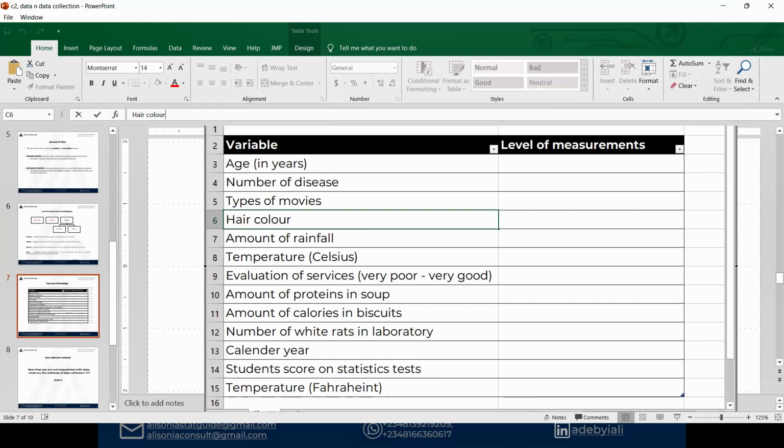What about number of disease? Why don't you say continuous? It's because age in years is continuous. Why did you say continuous? Because it's not exact, because you can have 1.5 years. It's not whole numbers. You can have a decimal in between, like 1.6 years.